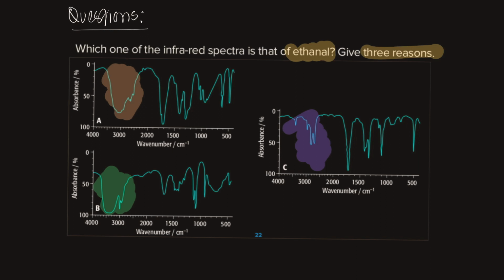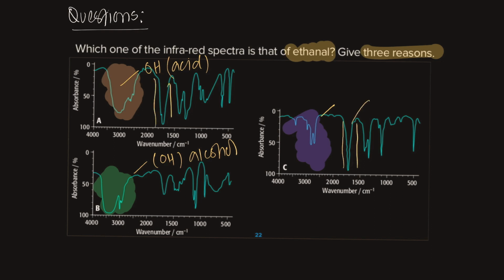So this is an OH for an acid. This is an OH for an alcohol. I'm mixing up my brackets. And this is, well, not really anything. But I do see my characteristic dip here as well for the carbon-oxygen double bond, right? So ethanal doesn't really have an OH group, so this isn't it, this isn't it, this is it. C is my ethanal.